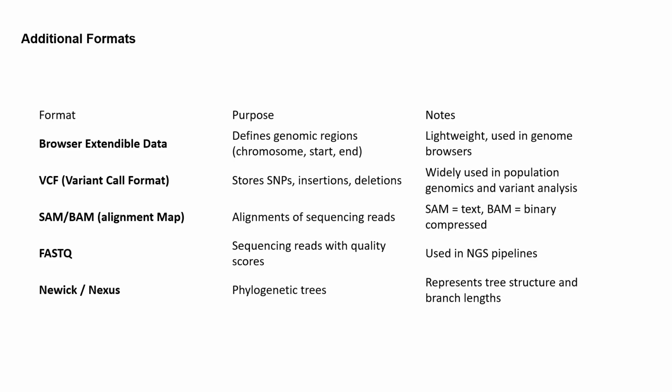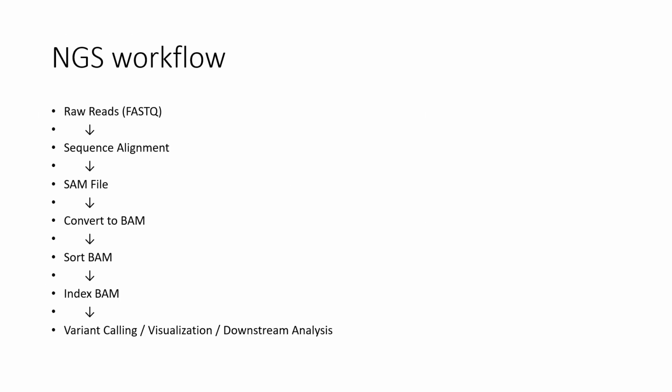So the overall NGS workflow includes reading raw sequence alignments, then SAM files are converted to BAM files to compress the storage, then the BAM is sorted and indexed, and then software programs use this indexed BAM for variant calling, visualization, and downstream analysis.